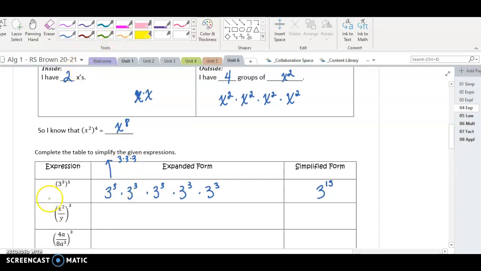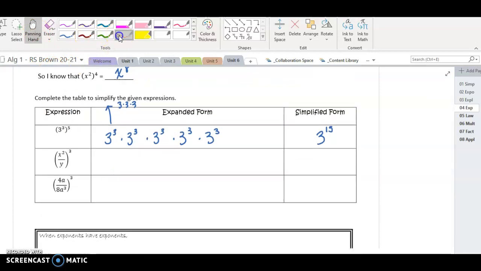Let's do one more. I have x squared over y to the third power. That means I have 3 groups of those. All right? So I have x squared over y, that's y to the first power, right? Times x squared over y to the first power. I'm going to put that little 1 there. Everybody forgets about him. All right?